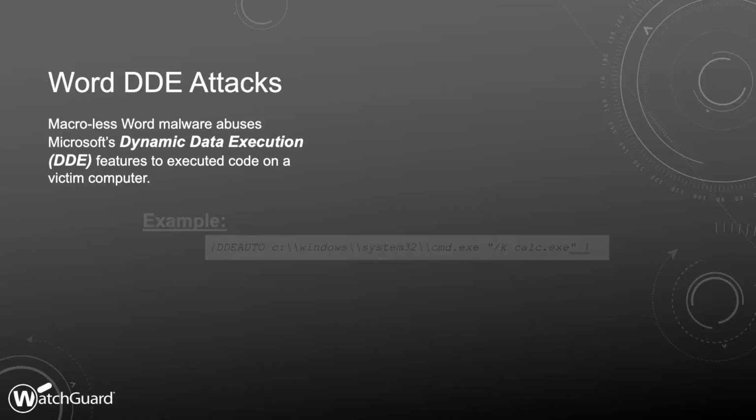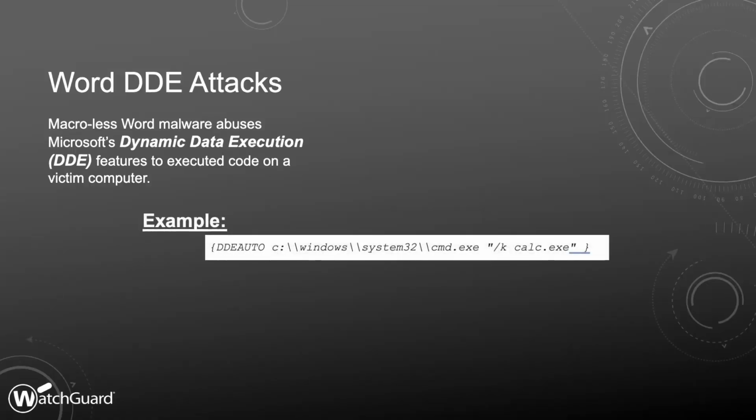In fact, you can use DDE to launch other applications. So in this case, command prompt to then launch another application like calculator.exe as a proof of concept. Or if you're a threat actor, to launch PowerShell and then use that elevated PowerShell toolkit to then download a script and then execute that.